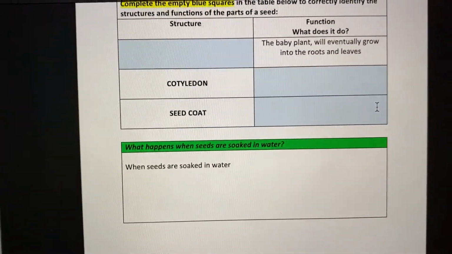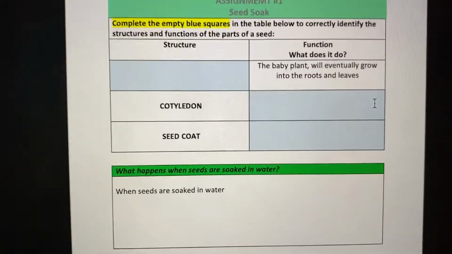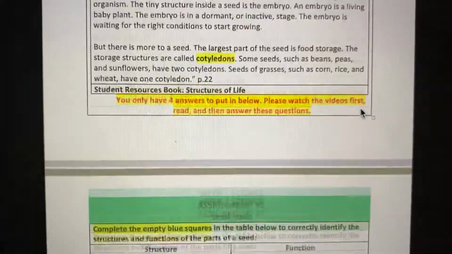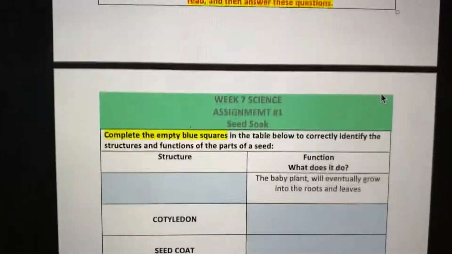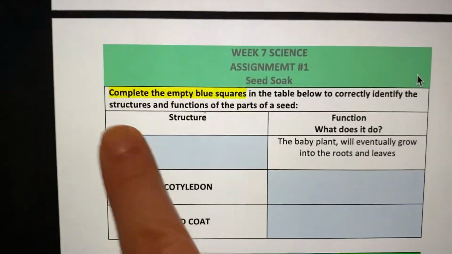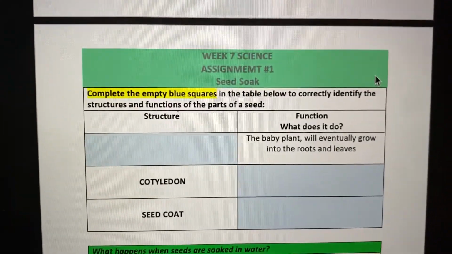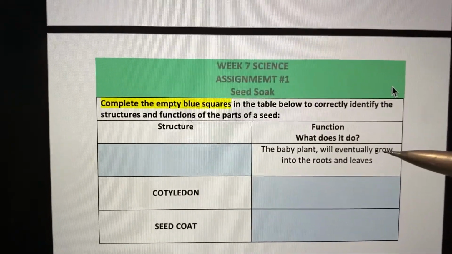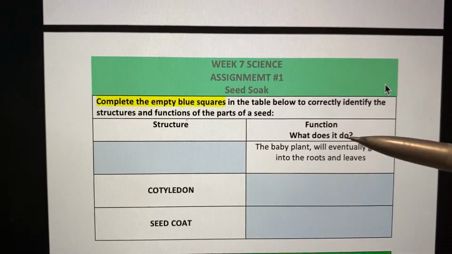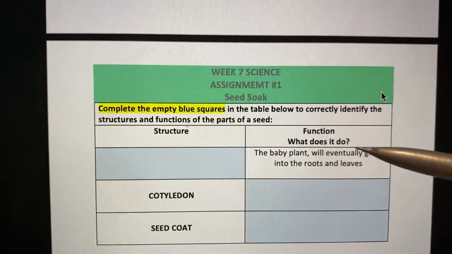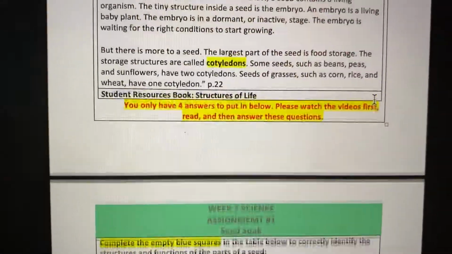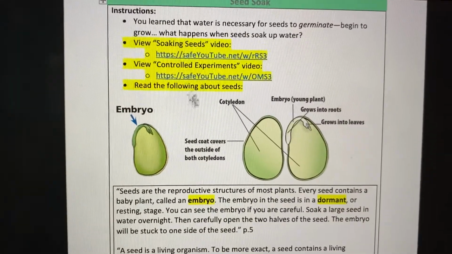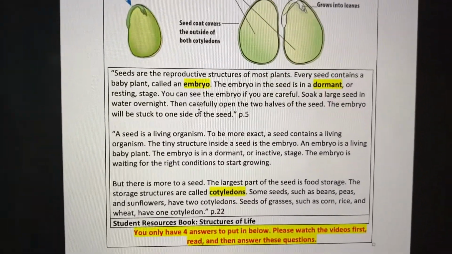And by the end of this assignment, you guys should have already figured out what happens when seeds are soaked in water. So if we read, the 2 words that we have to really focus on are cotyledon and seed coat. And we also have to figure out what is the vocab word that connects with this function. So a baby plant that will eventually grow into the roots and leaves. And if we don't find our answer in here, then it has to be in the videos above here. Okay, so let's read the first paragraph together.